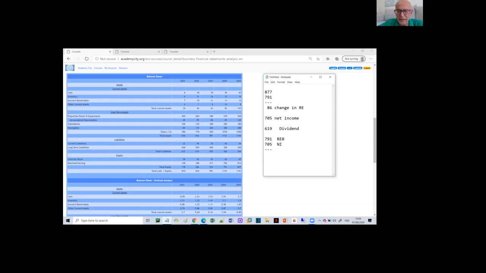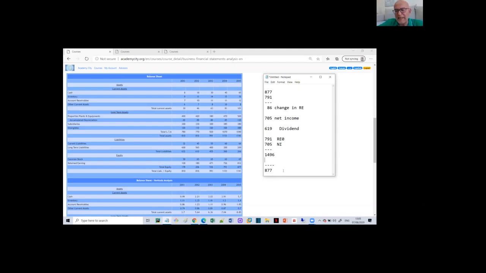That should be how much it should have been if I didn't distribute any dividend. But since I distributed dividend, I will leave it blank. After distributing the dividend, how much retained earning do I have? My retained earning is 877. So I need a plug-in number here.